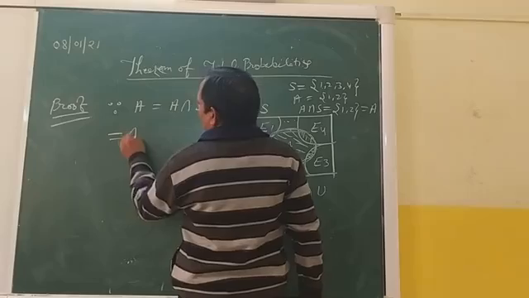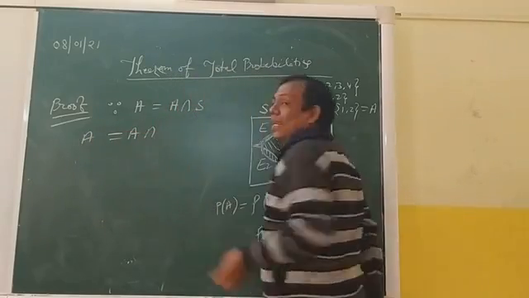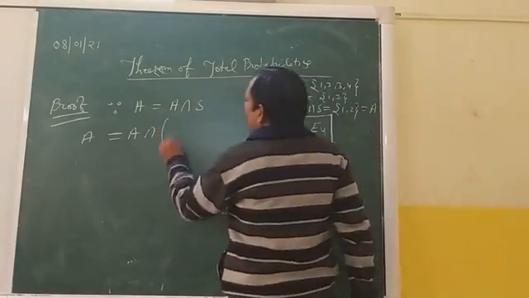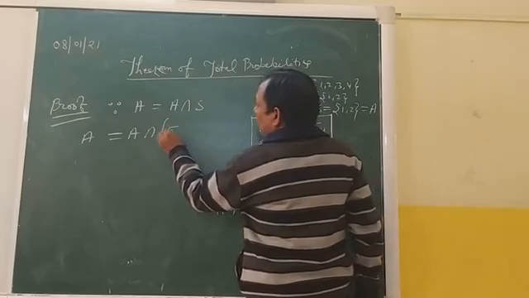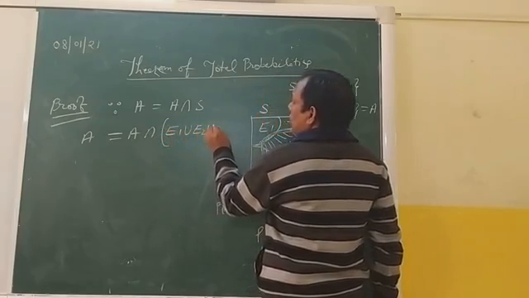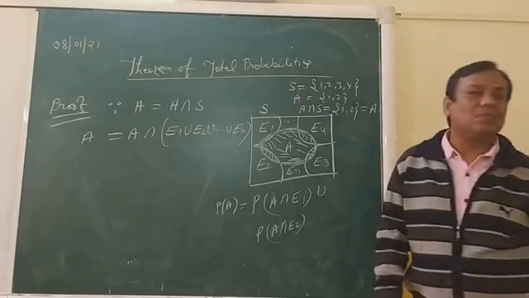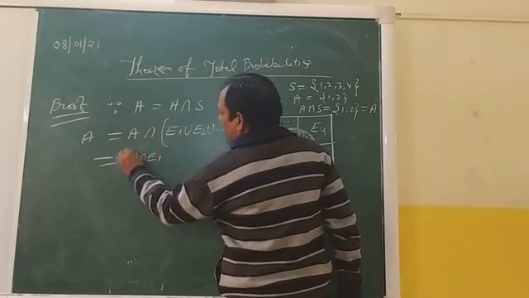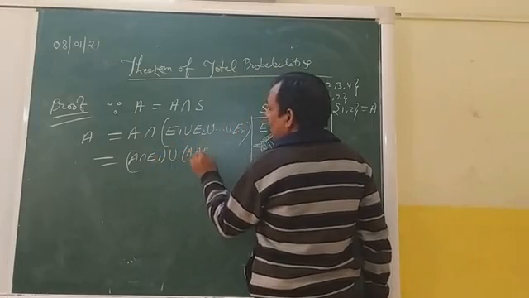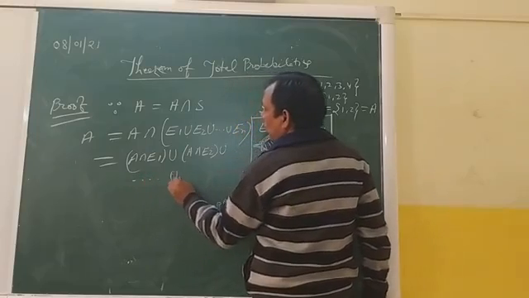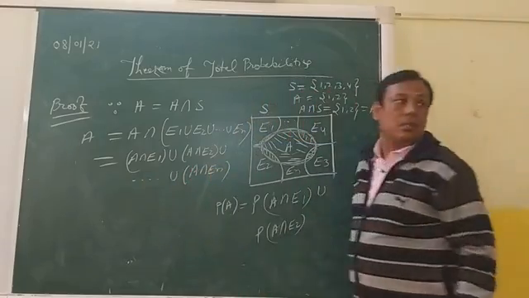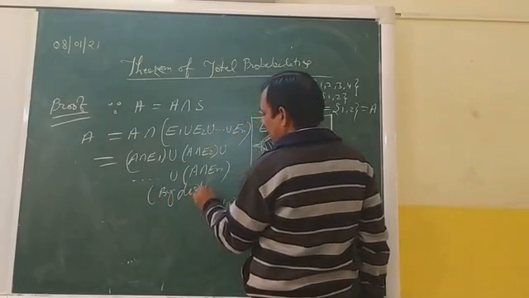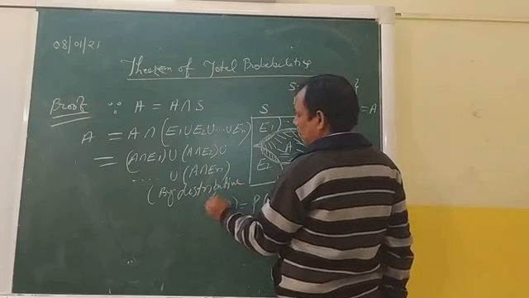Now you see. So which implies A equal to A intersection S. And S is what? S is the sample space. It means that it is the union of all the events. So we can write in place of S, E1 union E2 union, and so on, union En. Can we write? Okay. Now, can we write this as A intersection E1 union A intersection E2 union, and so on, union A intersection En? Yes, sir. How? By using the distributive law. This is called the distributive law. Am I clear to you?